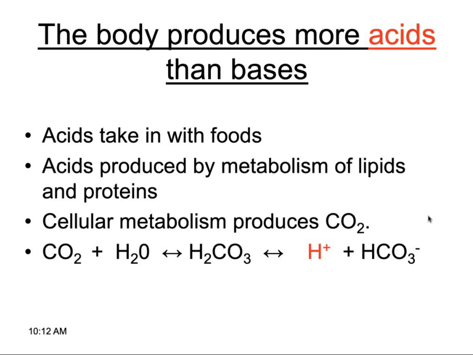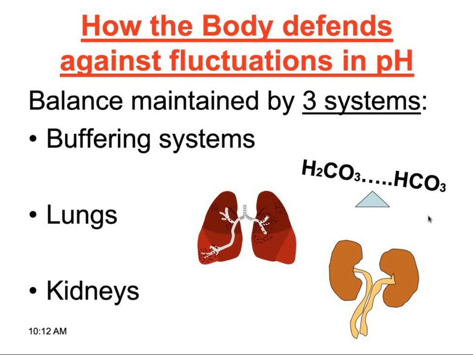Our body constantly produces generally more acids than bases because acids are taken in with foods. They are normally produced by metabolism of lipids and proteins. Cellular metabolism also constantly produces carbon dioxide. So the basic reaction which goes on within the body is CO2 combines with water to form carbonic acid, which dissociates into hydrogen ions and bicarbonate. Now comes the very important question: if so many changes are happening within the body, how does the body defend against fluctuations in pH?